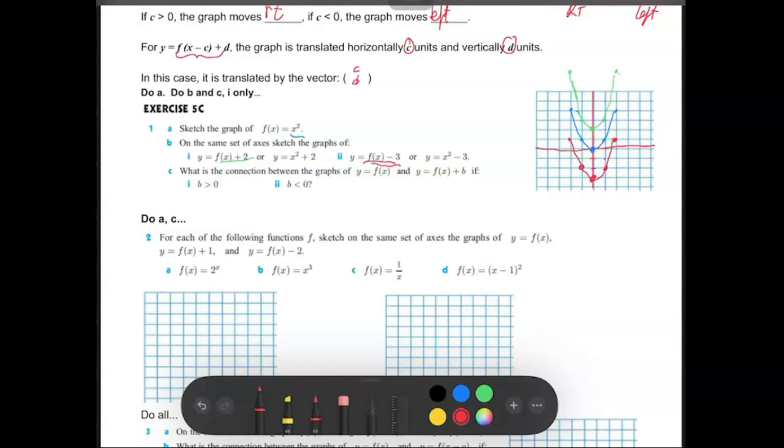What is the connection between the graphs of y equals f of x and y equals f of x plus b, if b is greater than 0 and b is less than 0? So if b is greater than 0, then it translates up.